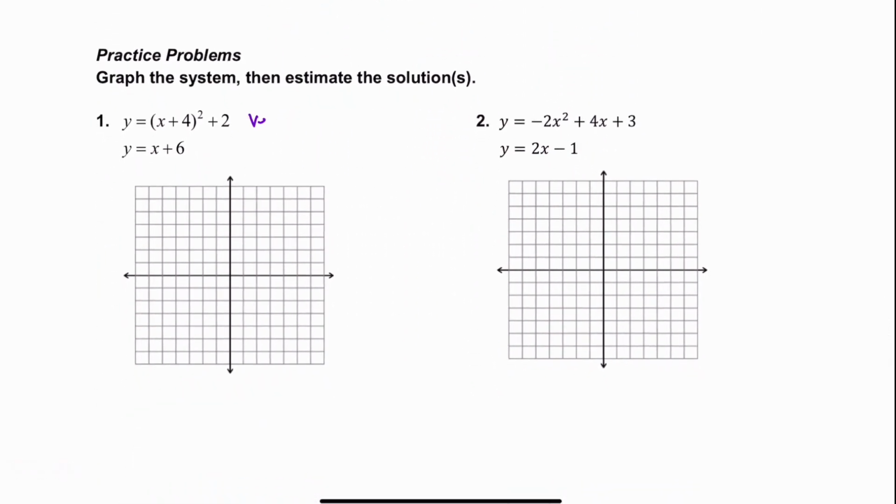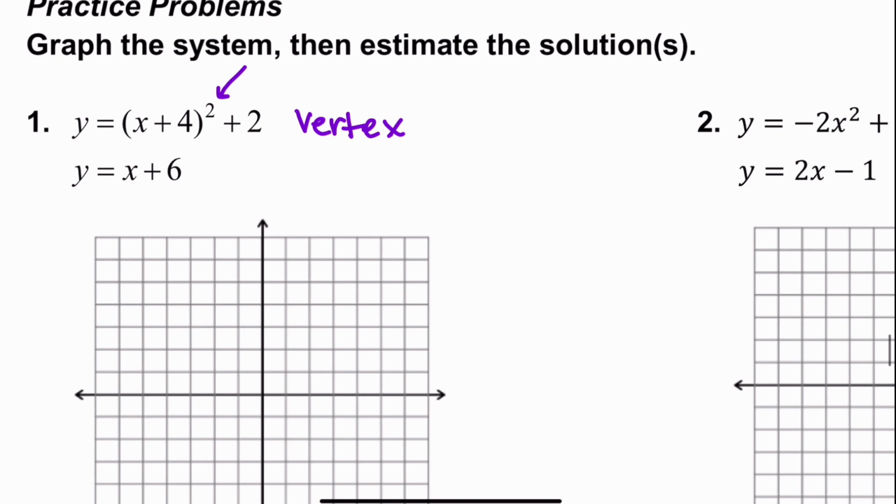This is in vertex form, our parabola. We know it's a parabola because it has the x squared. When it's in vertex form, we're going to use transformations. This plus 4 is in parentheses. It does the opposite of what you think it's going to do. So plus 4 you would think is going to the right 4, but because it's a plus and it's inside parentheses, it does the opposite. So it's going to go left 4.